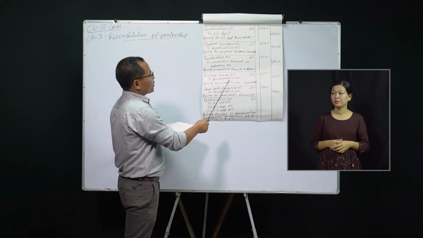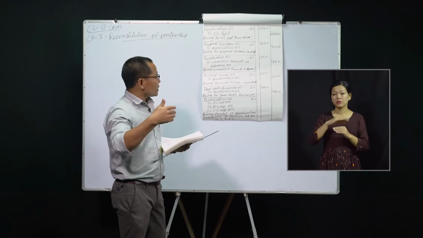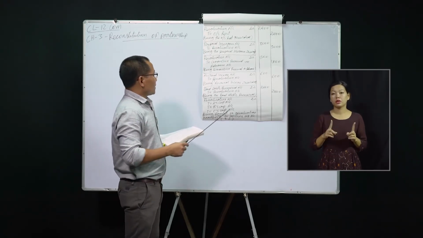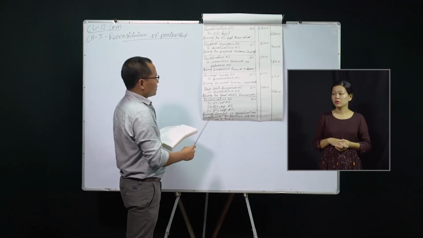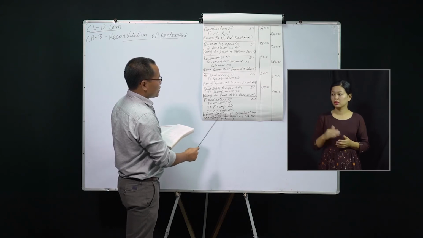Accrued income to revaluation account 600. This is also an income that has been already accrued. Okay, it is already earned, but it is not received. Bad debts recorded to revaluation account 2,400. Revaluation account debtor to A's capital, B's capital, C's capital.